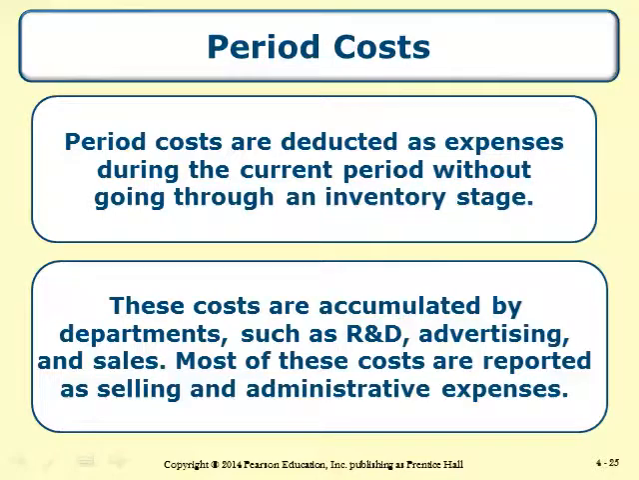In contrast, period costs become expenses during the current period without becoming part of inventory. Period costs are associated with non-production value chain functions such as research and development, design, marketing, distribution, and customer service. Accounting information systems accumulate these costs by departments such as R&D, advertising, and sales. Most firms' financial statements report these costs as selling and administrative expenses. In short, these costs do not become a part of the reported inventory cost of the manufactured products for financial reporting purposes.